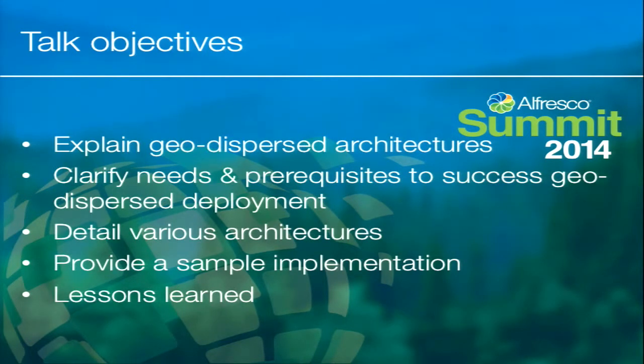So the talk objectives today: the main objective is to explain the geo-dispersed architecture, the challenges you can face while deploying such architecture with Alfresco, and clarify the needs and prerequisites to succeed in such a deployment, or the things that you should keep in mind while designing your database or storage layer or caching, all taking into consideration the Alfresco cluster main components. I'll share with you the various architectures that can be deployed, provide the sample implementation, and share with you my lessons learned during this implementation.